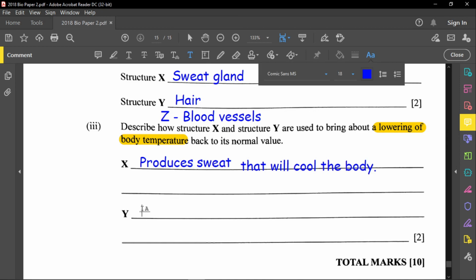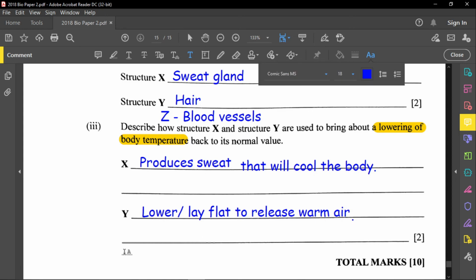And for Y, how it works: the hair will lower or lay flat to release warm air. Let me separate that. And Z that we actually did, let me put that piece in as well.